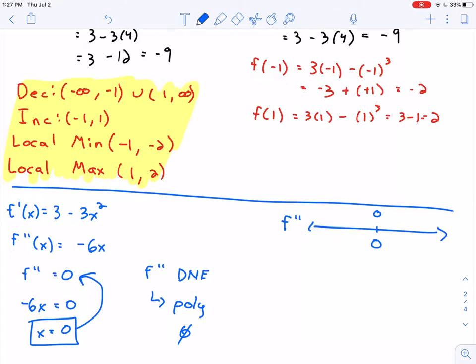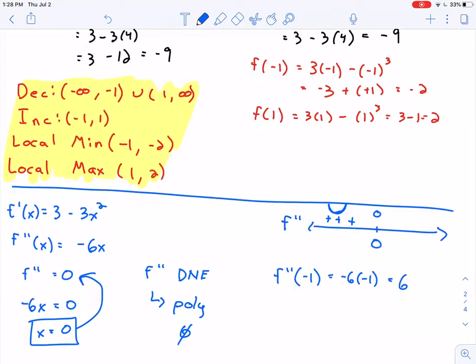And I just need to take a number on either side of 0, plug that into my second derivative here. So f double prime, how about of -1? This is -6 times -1 gives me +6. So my second derivative is positive, which means that my function must be concave up on that interval.